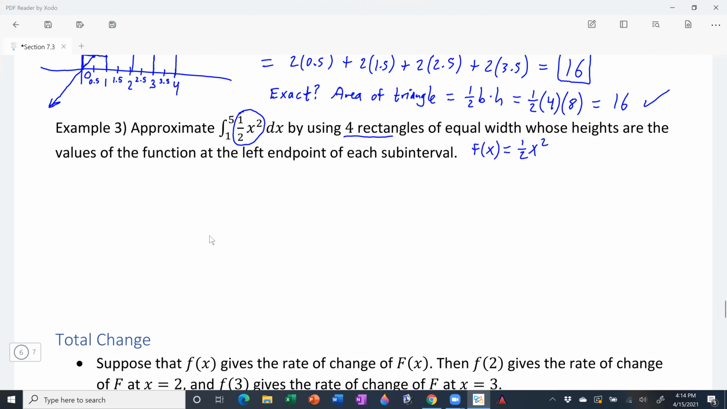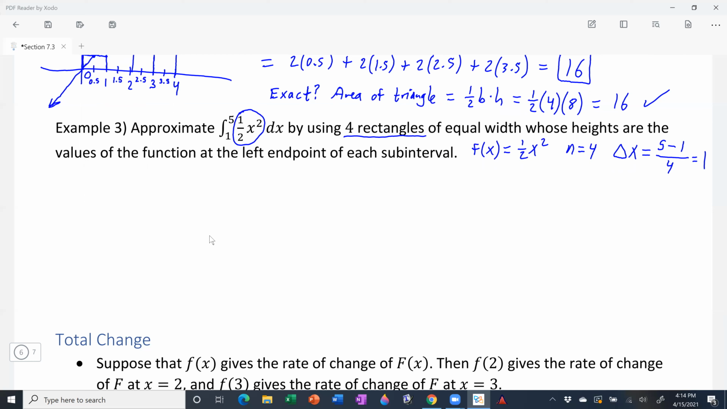They said 4 rectangles, so that means we want to use n equals 4 of equal width, whose heights are the values of the function at the left endpoint of each subinterval. So we want left endpoint. We're going from 1 to 5, so let's calculate the delta x right now. That's b minus a over n, so that's going to be 5 minus 1 over 4. All right, that's convenient. That comes out to 1 again.